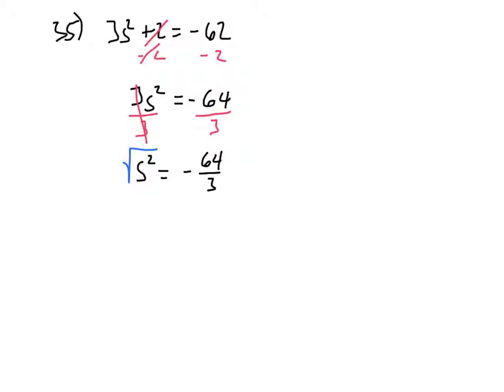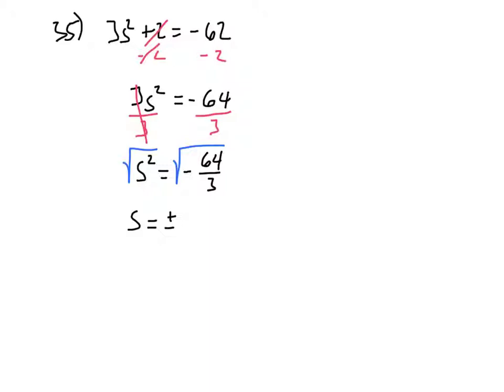When we do that, how many solutions do we get? 2. What are they? Positive and negative. Make sure we say plus and minus. Positive and negative. It's not positive or negative. They are both solutions, not one or the other. So plus and minus.